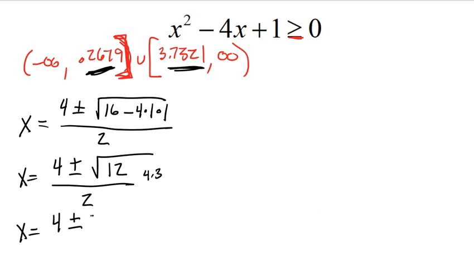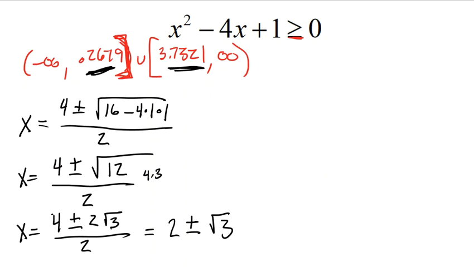So the 4 can come out as a 2 because it's a perfect square, but the 3 stays in there, all divided by 2. I'm actually totally okay with that answer, but you could even further reduce it by dividing everything by 2. So 4 divided by 2 is 2. 2 radical 3 divided by 2 is radical 3. So there are my two answers, 2 plus or minus radical 3. Look at that, 2 plus or minus radical 3.